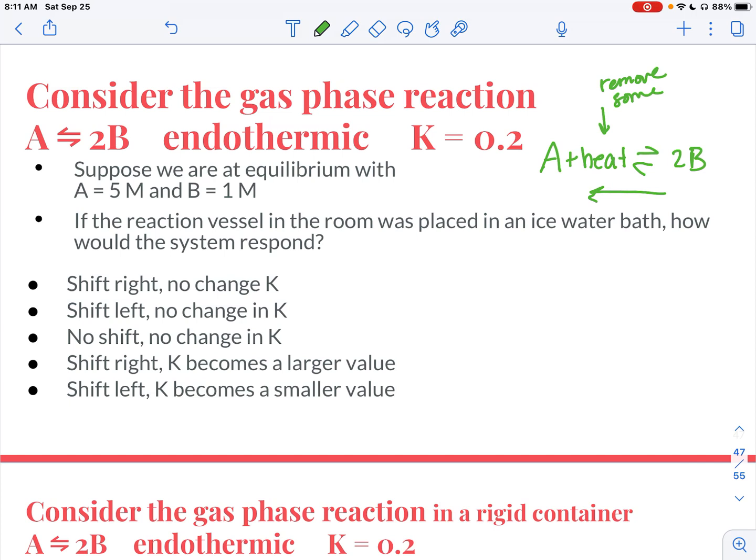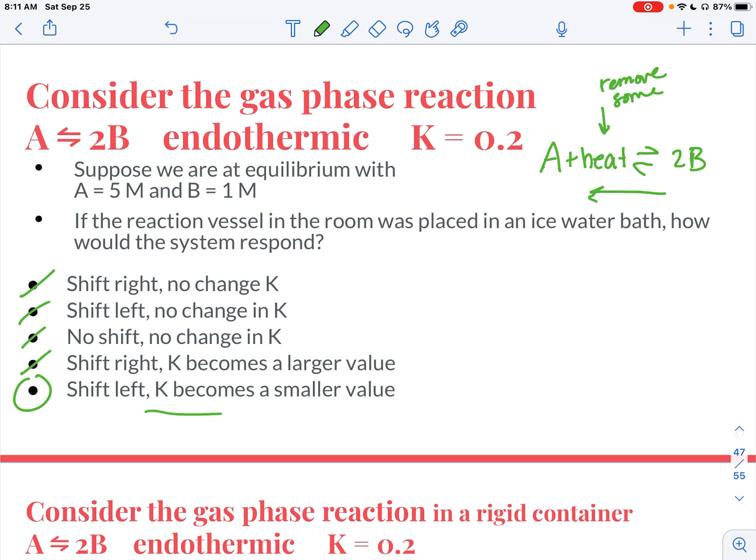So we know it's going to shift to the left, right? Because we removed some of a reactant. So I'm going to get rid of anything that doesn't say shift to the left. But this time we can't just get rid of anything that changes K, because when temperature changes, K does change. Okay? So we know that it's going to be this one, because that's our only option. But what if we had had shift left K becomes smaller, shift left K becomes bigger? What if that was our two options, okay? We wouldn't be able to make it this easy.